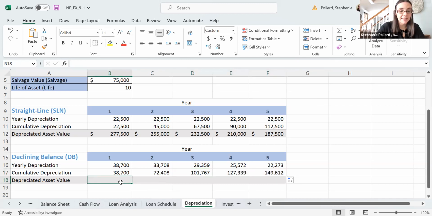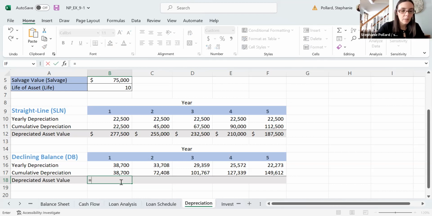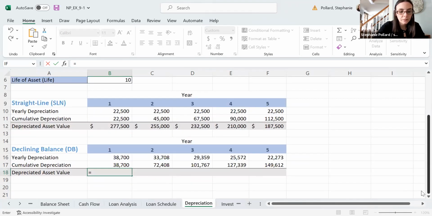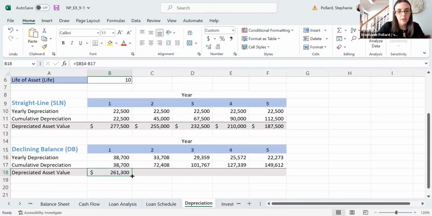And then finally for the asset value. So my asset value here, let's see, it was way back up in cell B4. Let me just double check that. Yep, B4. And then I'm going to subtract my depreciation. I'm going to fix the B4 because I don't want that to change.